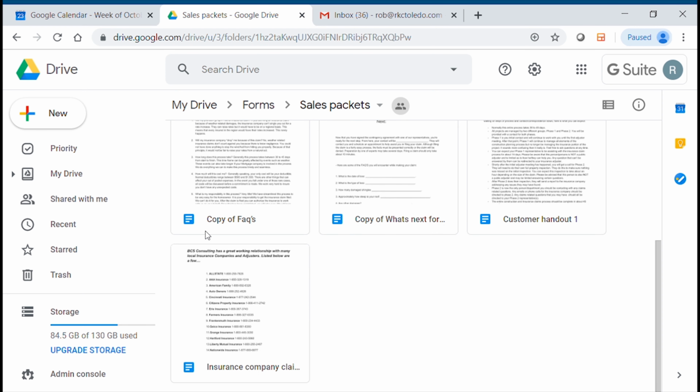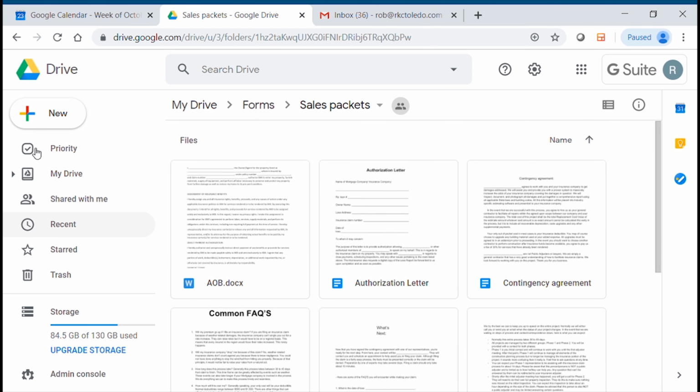And we have a sheet here with insurance company claim numbers. That's an important one to have. You don't want to be fumbling around calling the agent, which you definitely don't want to do. And claim numbers change over the years, so this is a good form to have.